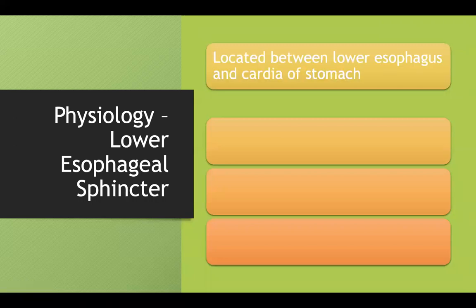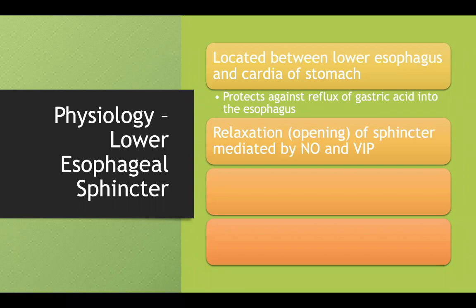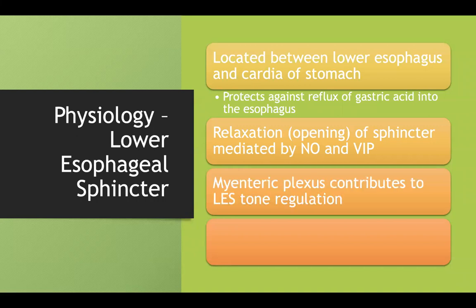So as we talked about before, this is located between the lower esophagus and the cardia of the stomach. It protects us against the reflux of gastric acid into the esophagus. And this relaxation is mediated by nitric oxide and VIP. Okay, so two different compounds that help mediate the relaxation or opening of the sphincter. And with both of these, the myenteric plexus can regulate the tone.